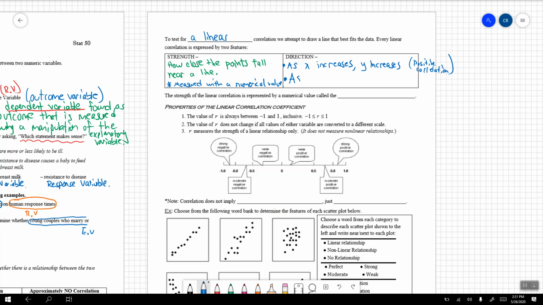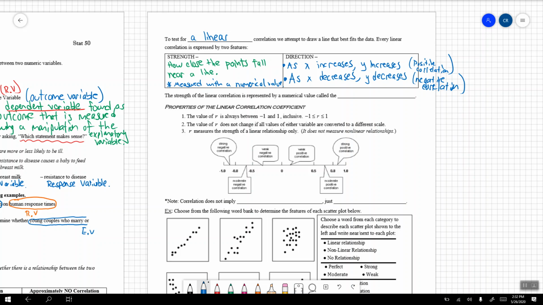The other option is that as x decreases, y decreases as well. Again, this is going to show that we have a negative correlation. So again, we want to look at those two values. Do we have a positive correlation or do we have a negative correlation? One or the other.